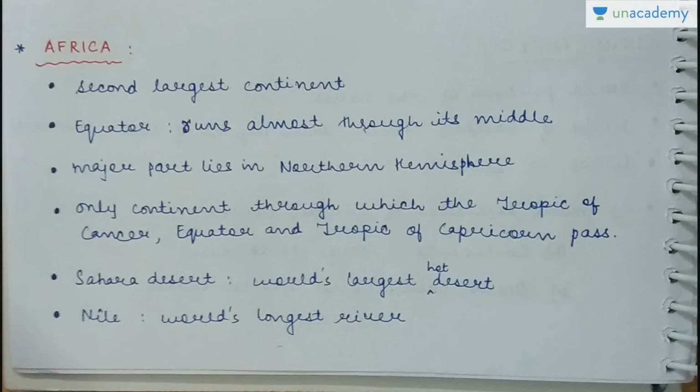Then Africa, it is the 2nd largest continent. And the equator runs almost through the middle of this continent, Africa. So Tropic of Cancer was for Asia, then this equator is for Africa. Now we'll see one more thing. The major part lies in the northern hemisphere, and it is the only continent, very important, only continent through which the Tropic of Cancer, equator and Tropic of Capricorn pass. So the only continent. Then the Sahara Desert, which is the world's largest hot desert, is located in Africa.